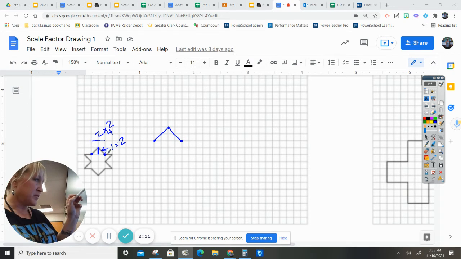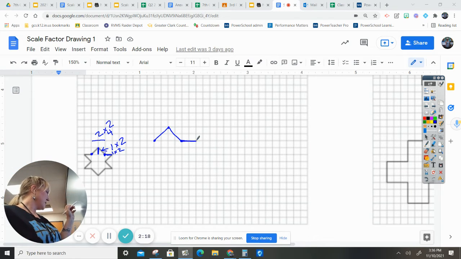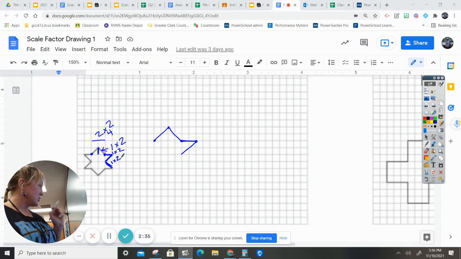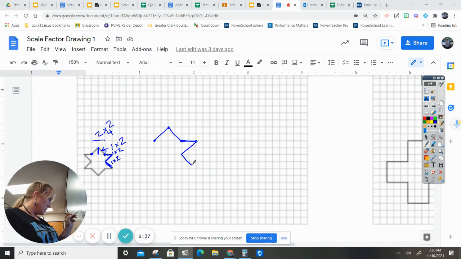Okay, now this line is 1. So I'm going to do 1 times 2. And this line goes across 1 square. It needs to go across 2 squares because it's times 2. So that would mean it goes like this. I'm going to do the same thing here. It goes across 1 square. Going to be times 2 squares. See my 2 squares? 1 little square, 2 little squares.